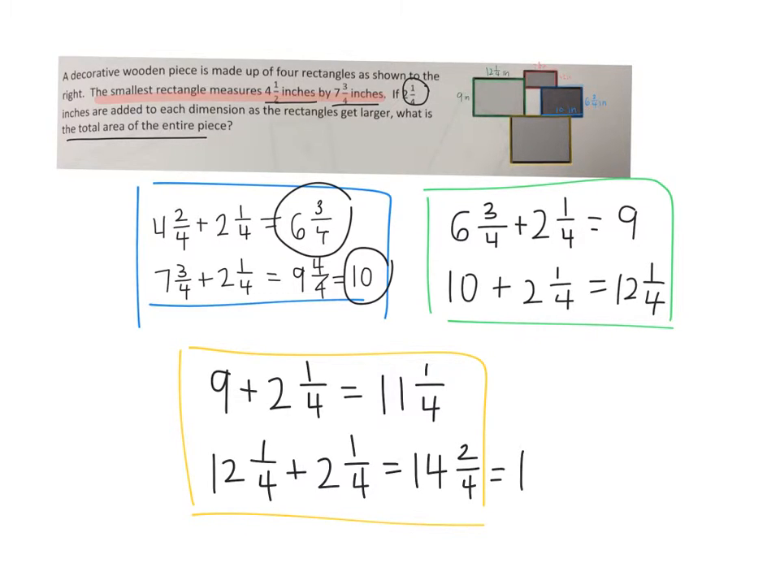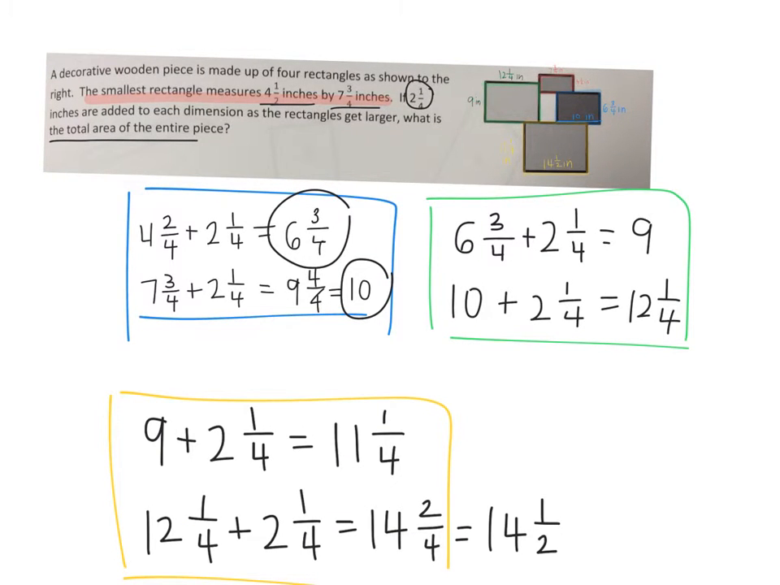And then our old width, which was 12 1/4, we add 2 1/4 to get 14 2/4, or 14 1/2. I always want to simplify it when I label my dimensions, because what am I going to have to do next? Find the area of each one. Is it easier to find the area when the numbers are bigger or smaller? Smaller. Very good. So go ahead and label that last rectangle. The dimensions are 11 1/4 inches by 14 1/2 inches.